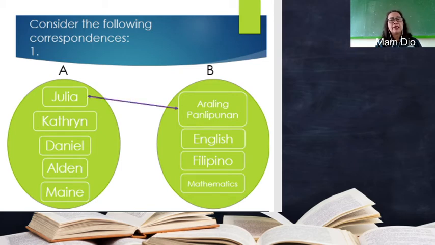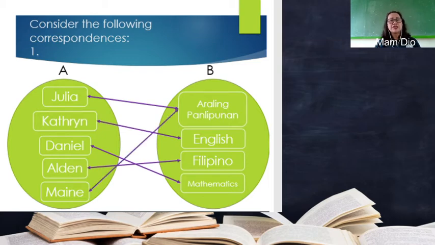Julia loves Araling Panlipunan. Catherine loves English. Daniel loves mathematics. Alden loves Filipino. And Maine loves Araling Panlipunan.